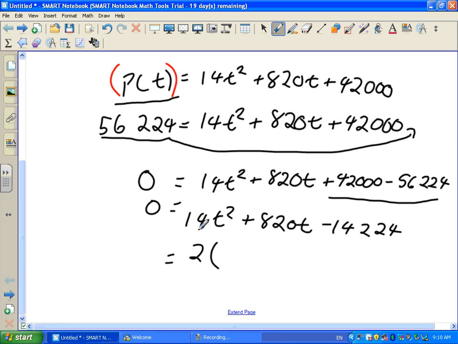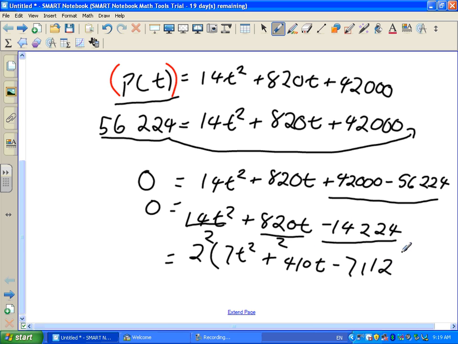So when I divide this by 2, 14T squared divided by 2 is 7T squared, plus 820T divided by 2 is 410T. And when I divide 14,224 by 2, it becomes 7,112. Okay? Take a look at these numbers. I have a 7, 410, 7,112. Okay? 7 is a prime number. So unless I can take 7 out of these two, this is the greatest common factor I have. Does 7 go into this?